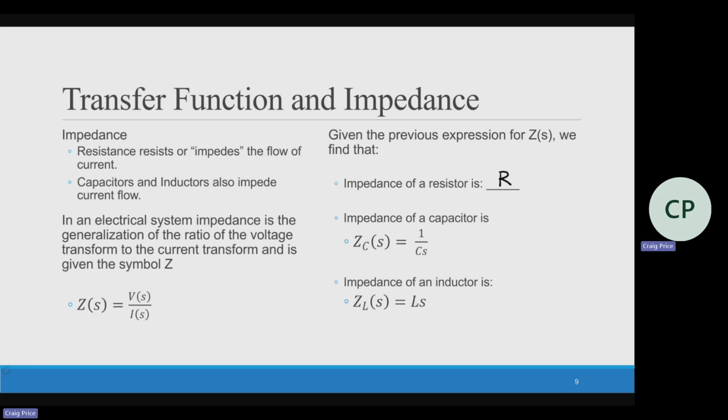Now, on the equation sheet, there's also these definitions. So impedance of a capacitor is 1 over CS. So there's our operator S. And then impedance of an inductor is L times S.